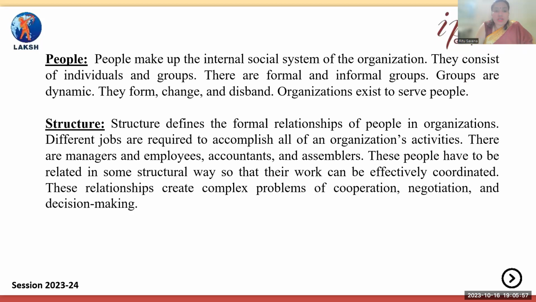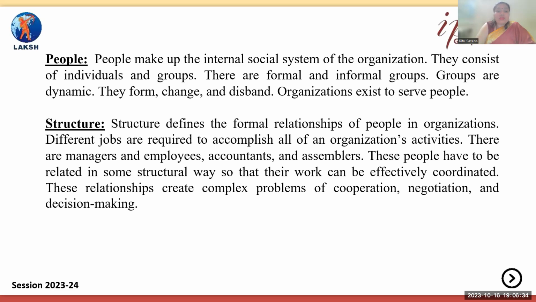Now we talk about the structure. Structure defines the formal relationship of the people in the organization. There is a particular structure which is followed in every organization, and it varies from organization to organization. But generally, there is a hierarchy of three levels: top, middle, and lower, which every organization follows. But the formal relationship may vary from organization to organization.